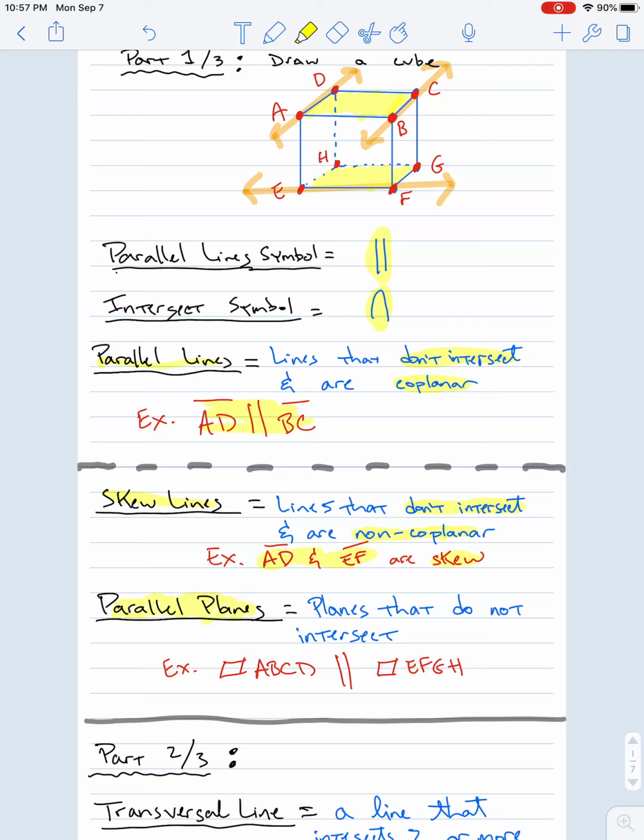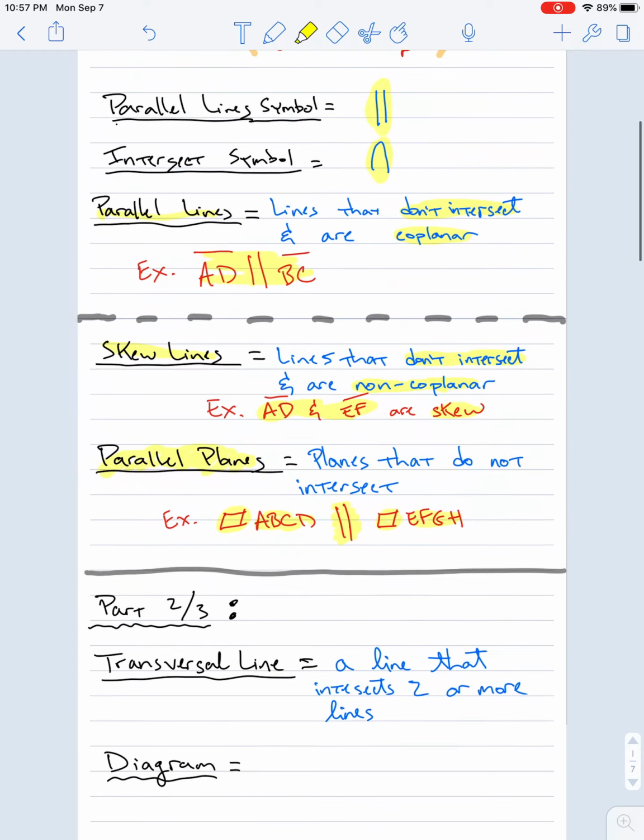And of course, parallel planes, planes that do not intersect. Here is the symbol for plane ABC, the symbol for plane EFGH, and there's the symbol for parallel. There we go, parallel planes. You can see that in the cube.